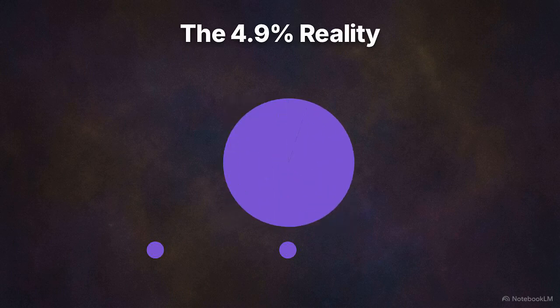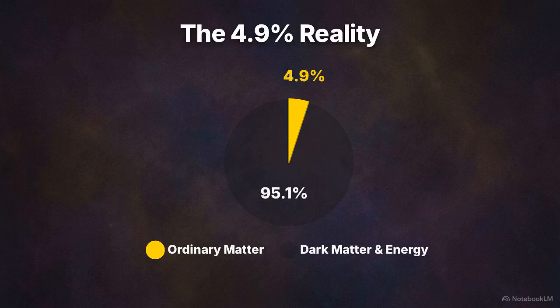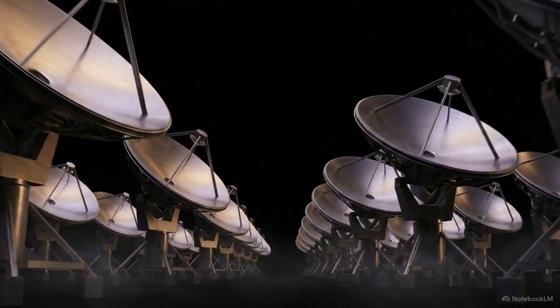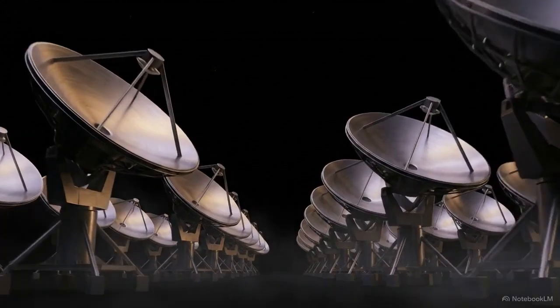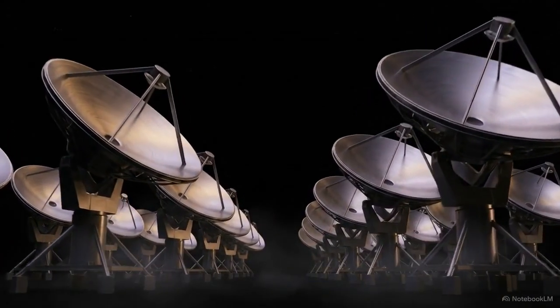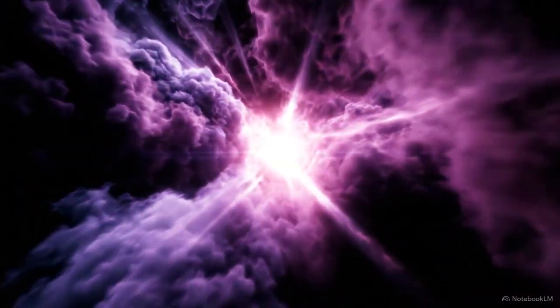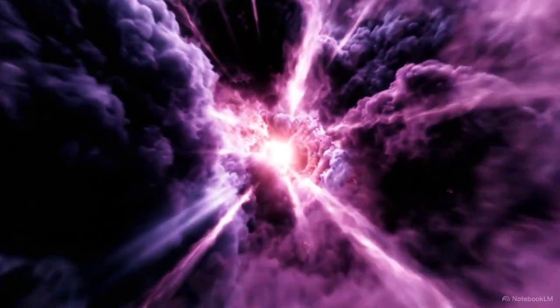But if you take all that ordinary matter and weigh it against the total mass and energy of the cosmos, it accounts for exactly 4.9%. The remaining 95% of reality is completely invisible to our telescopes, our eyes, and the entire electromagnetic spectrum. We live our lives inside a tiny, glowing fraction of existence. To understand the forces actually governing the cosmos, we have to look past the light and map the dark.